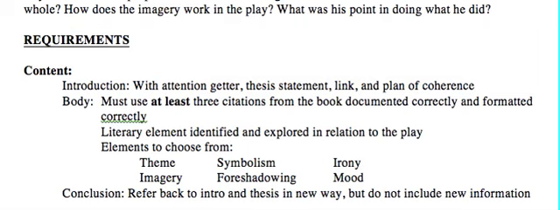You have to have at least 3 citations from the book that are documented correctly and formatted correctly, where you identify the literary element and explain how the literary element is working in the play and how those quotes or citations clarify that. Then you need a conclusion where you refer back to the introduction and thesis in a new way, but do not include new information. So in your paper, you're going to take examples from the story that show one of those 6 elements and talk about what the author was trying to do by using those elements.